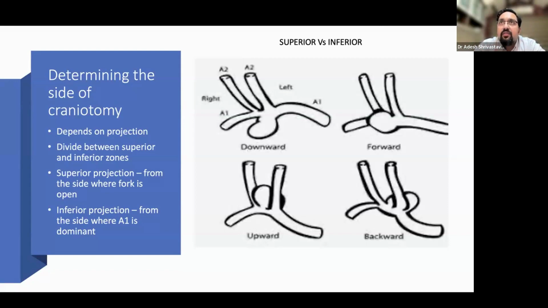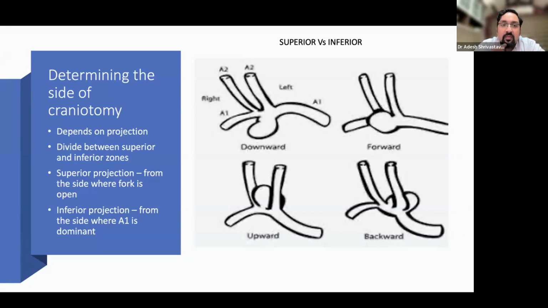So if you draw a line at the level of A1 and the aneurysm is in the upper half, touching the A2s, in that condition what is important is to get an open fork. Because if the fork is not open from the direction which one is approaching, the chances are that we may not be able to see the origin of A2. We may not be able to see whether there are any perforators at that end, and the clipping may become difficult, because you have to go around the ipsilateral A1 in order to put in your clip.